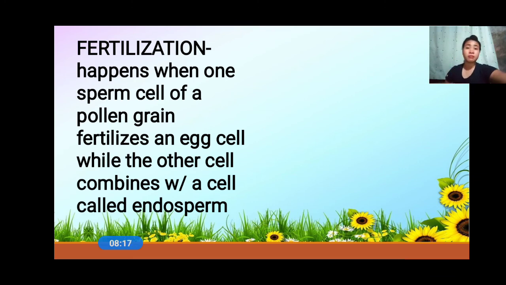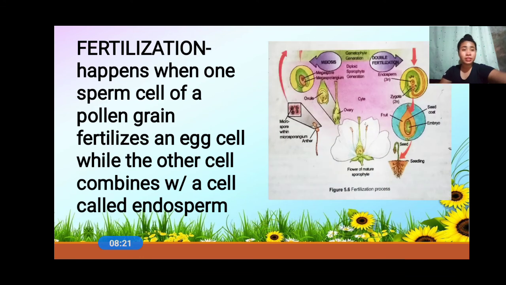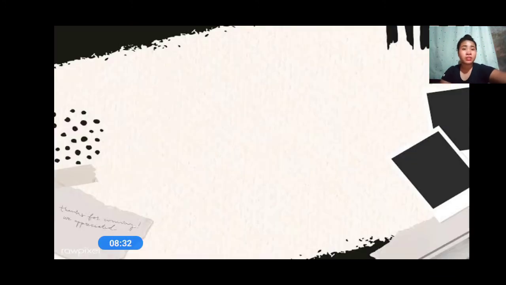Do you understand me? Okay, so here is a figure of fertilization. Okay, so the flower is mature. Okay, so that is fertilization. Do you understand me? So I have your question.